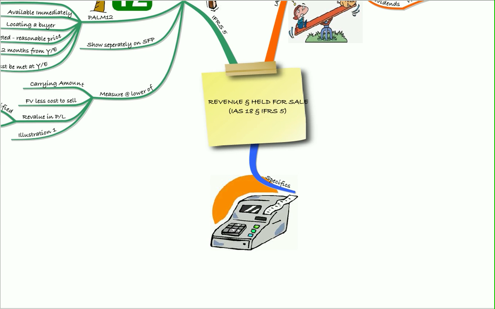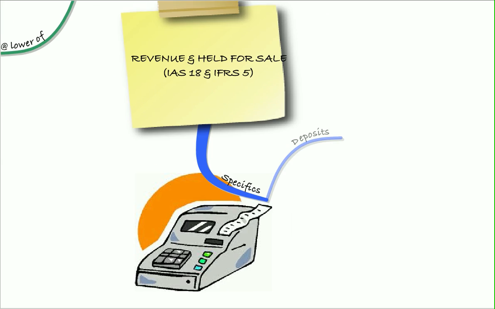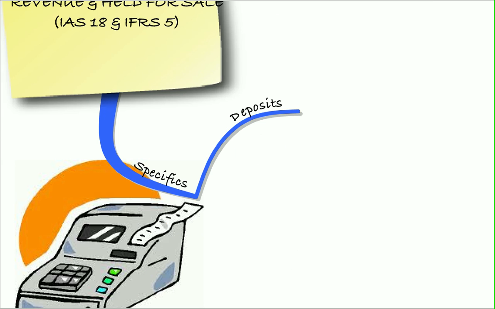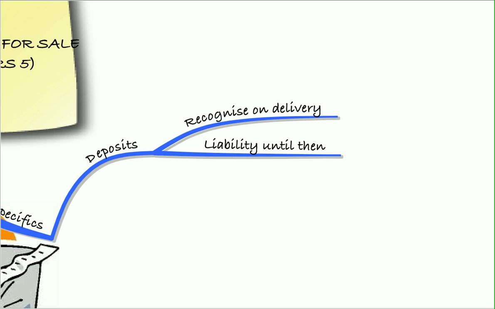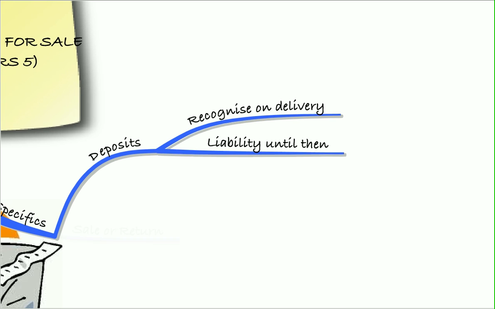We looked at some specifics at the end of this lecture, specific areas that might come up in the exam. Deposits. Well, for a deposit, if a customer has paid you a deposit in advance, we will recognise the revenue on delivery of the item to the customer rather than when they pay the deposit. So when they pay the deposit, we'll carry that as a liability until we deliver the goods.